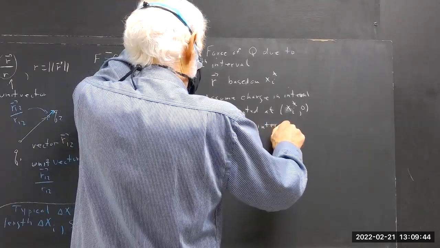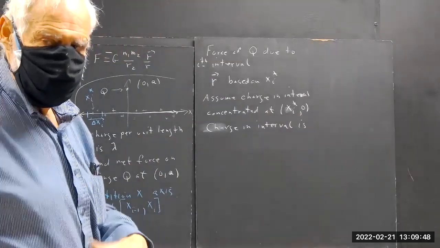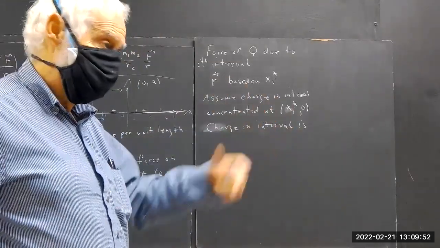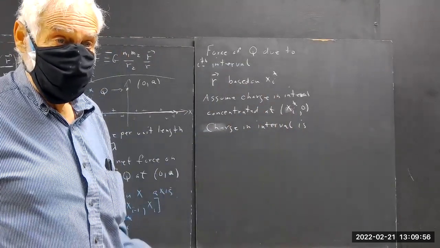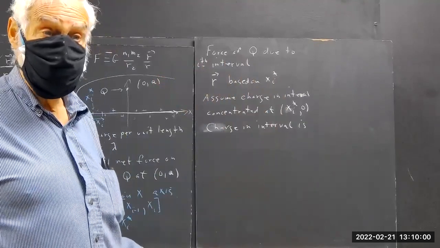The charge in the interval, as I say, because it took us a while to get this. People want to divide the length of the interval by lambda and do all kinds of things, right? We demonstrated that the units just don't work out. It's not dimensionally consistent to do that.